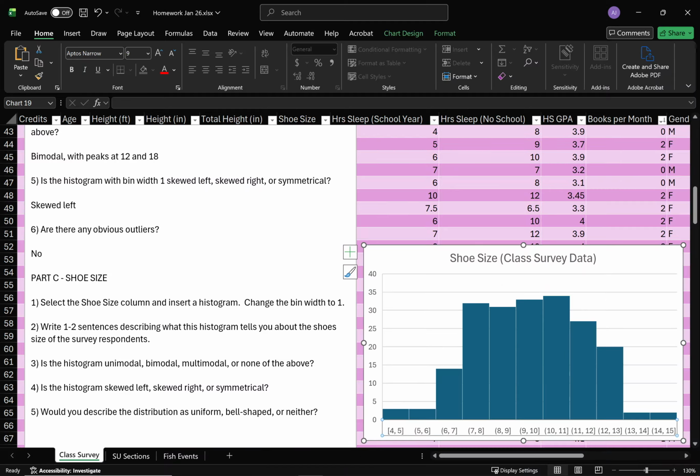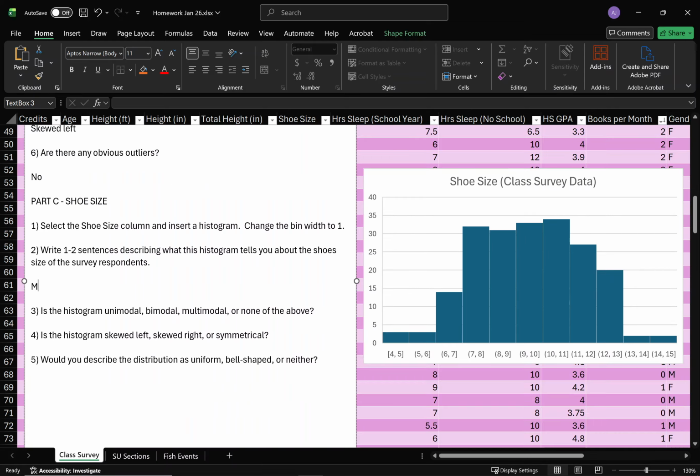Okay. Write 1 to 2 sentences describing what this histogram tells you about the shoe sizes of the survey respondents. Okay, well, it's pretty clear. There's a big lump in the middle, right? Just a few people to the sides. So I'm just going to talk about that. So most people's shoe sizes were from, this is not updating my writing.